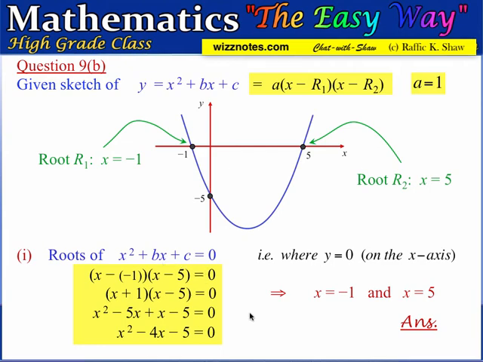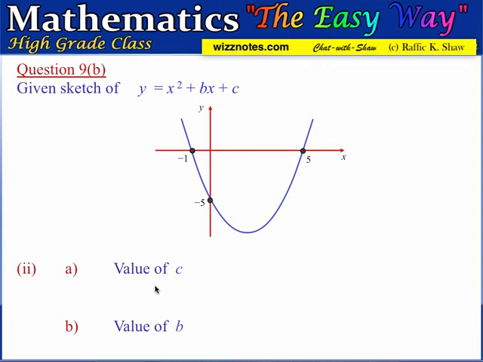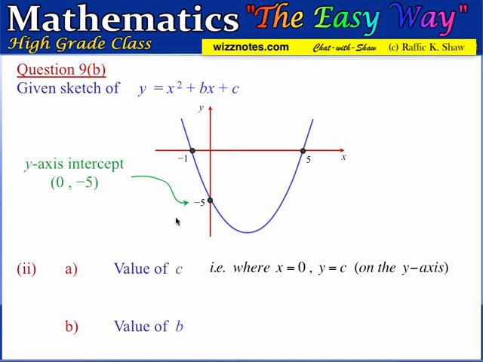But let's move down to part 2. Now part 2 wants us now to calculate the value of c and the value of b. And we already have the value for c and b, but we will continue to look at other methods of calculating these values. And now for the value of c, we can consider the point where x equals 0. When x is equal to 0, y will be equal to c, and that coincides with our y-axis intercept. And the graph gave us our y-axis intercept as -5, and so c is confirmed to be equal to -5.